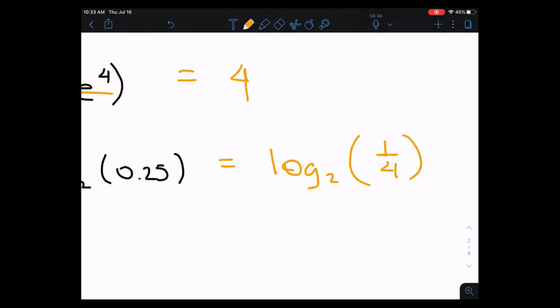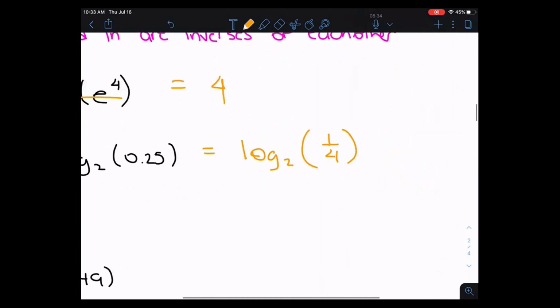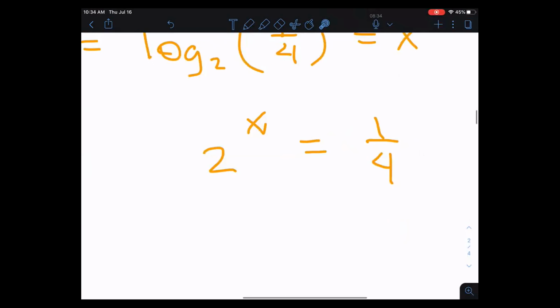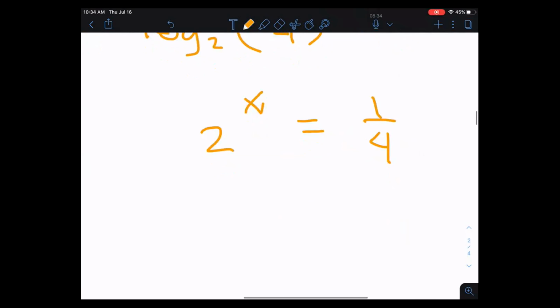And now you have to think of, so this is the same thing. You're going to want to set this equal to x if you want to do it algebraically. So 2 raised to some power, x, is equal to 1/4. So this is what you're thinking about: 2 raised to some power is equal to 1/4. And now we want to find out what this is. We want to rewrite them to have the same base. So we're going to have 2 to the x power is equal to, how can we rewrite 1/4 to have the same base as 2?